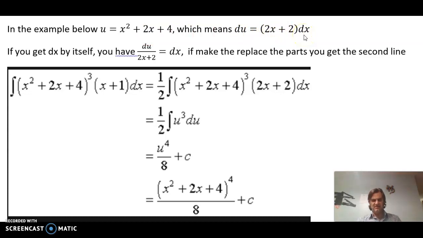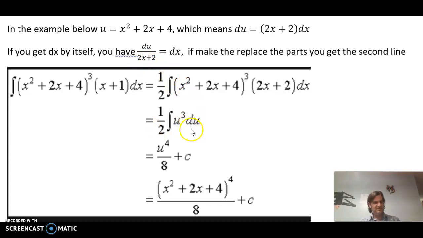Now there's different ways you can do this, so different videos or different tutorials will show you something a little bit different. Since I know I've got to replace the dx, I'm going to go ahead and get the dx by itself, so I'll divide by the 2x plus 2. So du over 2x plus 2 on the left hand side equals dx. So if I replace the dx with du over 2x plus 2, basically I can pull a 2 out of the bottom, and I've replaced the quadratic with u, I get u cubed, the quadratic cubed, and then I had du over 2, which is the 1/2 out front, times x plus 1 if I pull that 2 out.